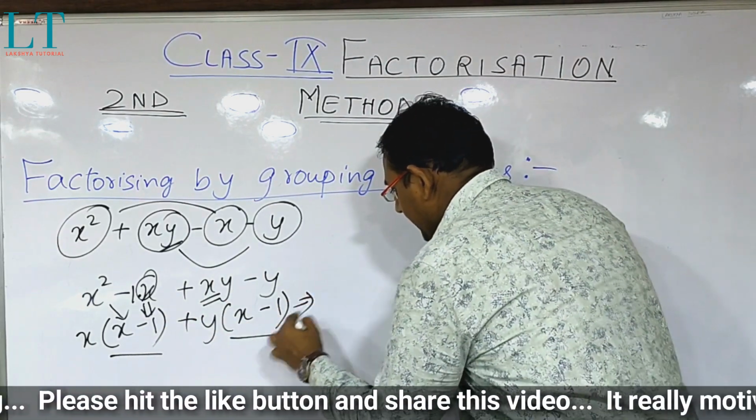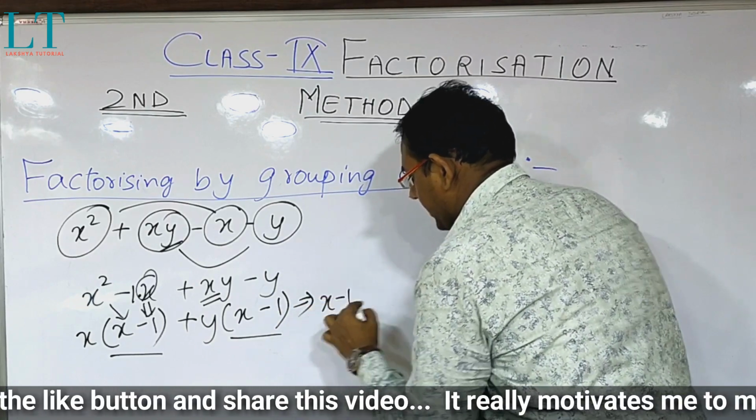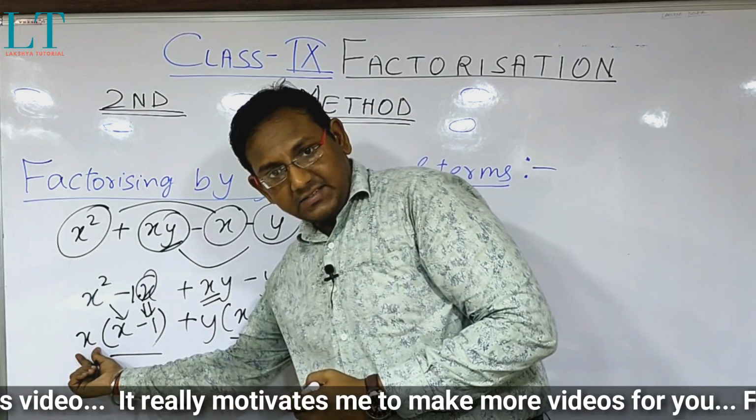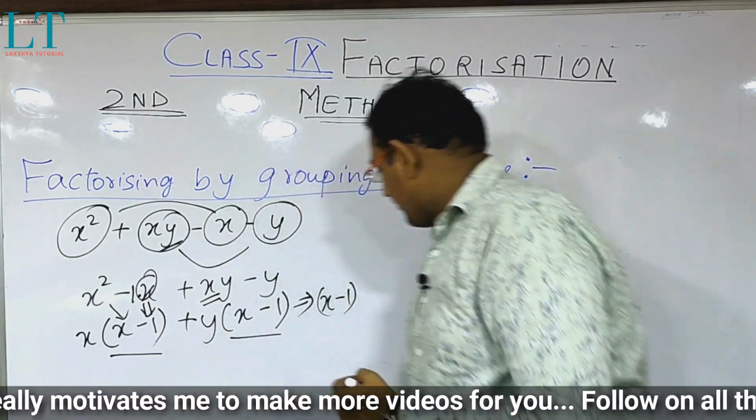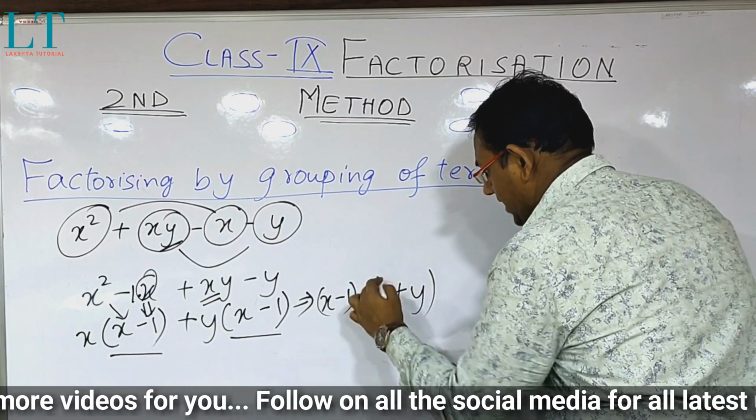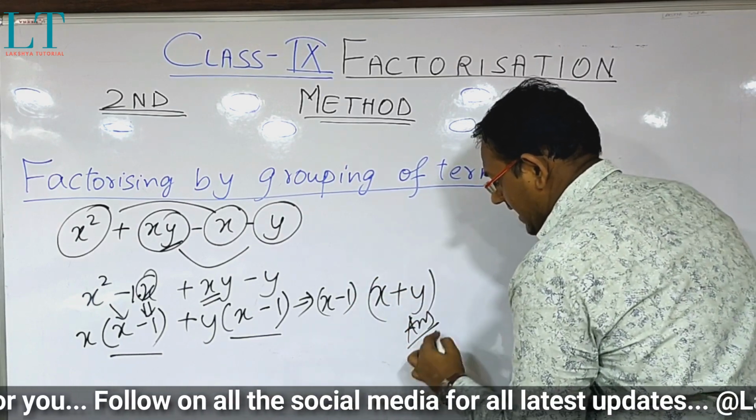So let us quickly take x minus 1 common. So x minus 1 is taken out common. So we are left with what? We are left with x over here and we are left with y over here. So we are basically left with x plus y. So this is your answer.